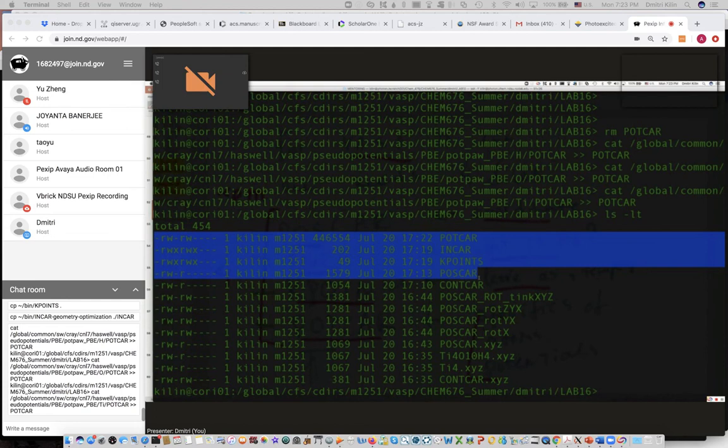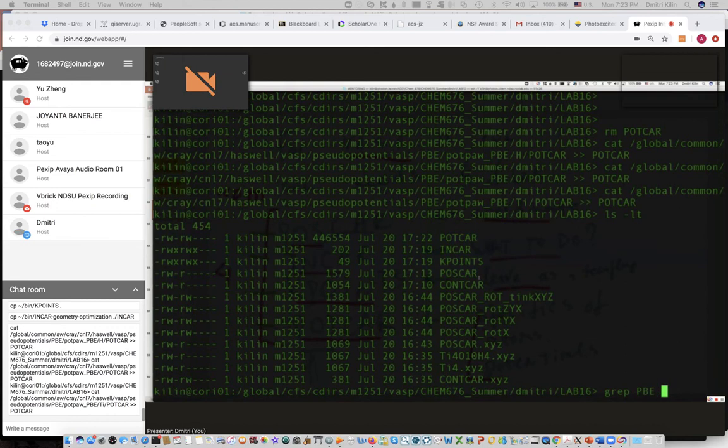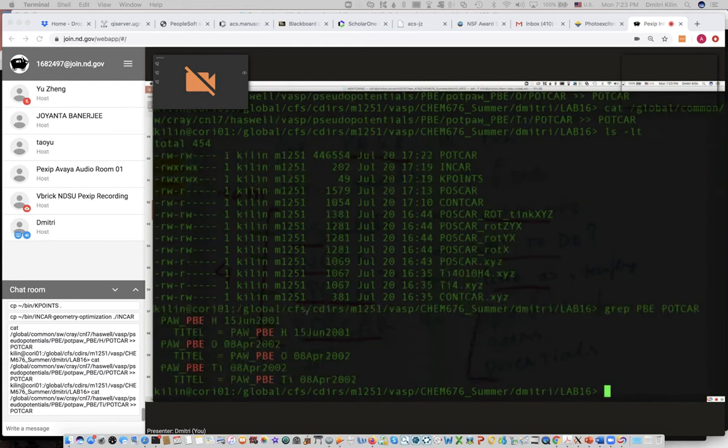Tao and Jayanta, I have a question. Could you please go to my directory? Okay. Just a second. grep PBE POTCAR, just checking, and it shows it has PBE for hydrogen, PBE for oxygen, PBE for titanium. It was just a check that the POTCAR file is healthy.